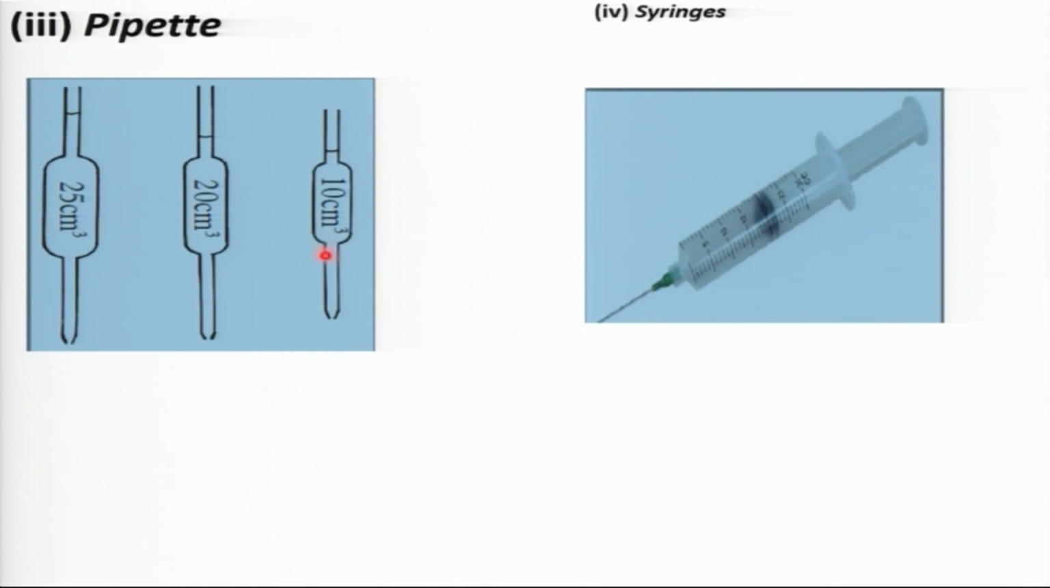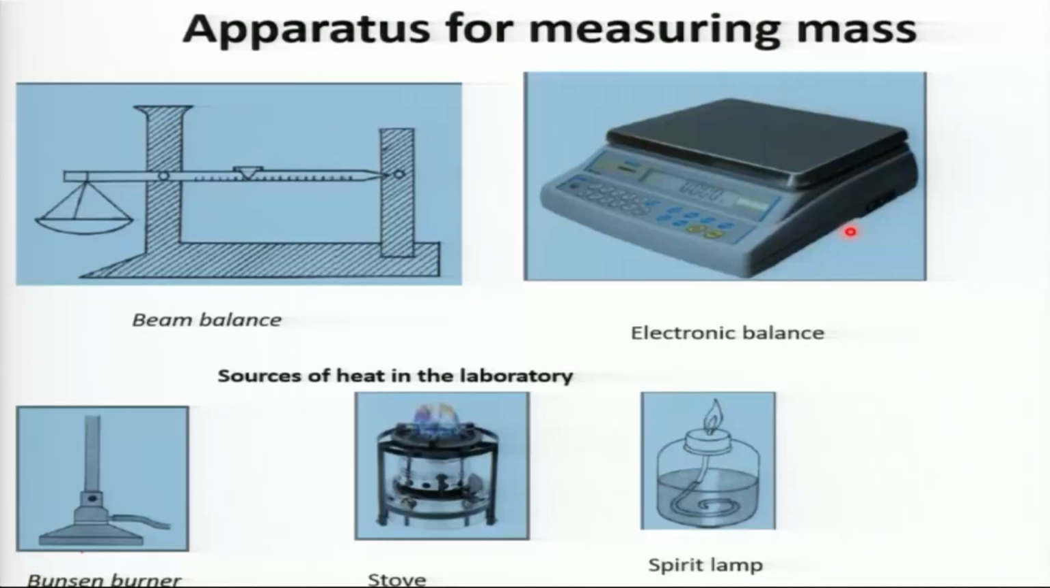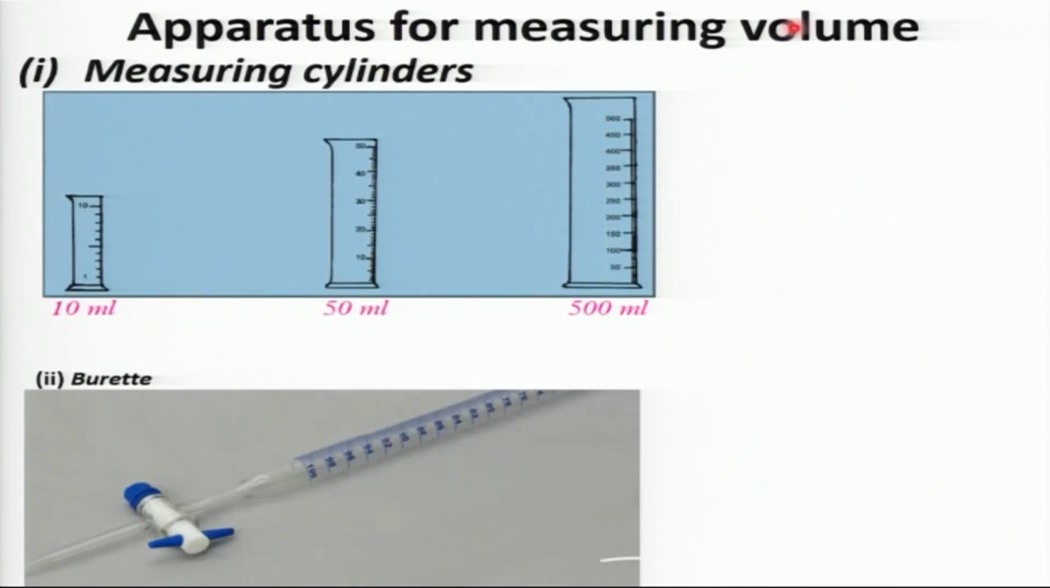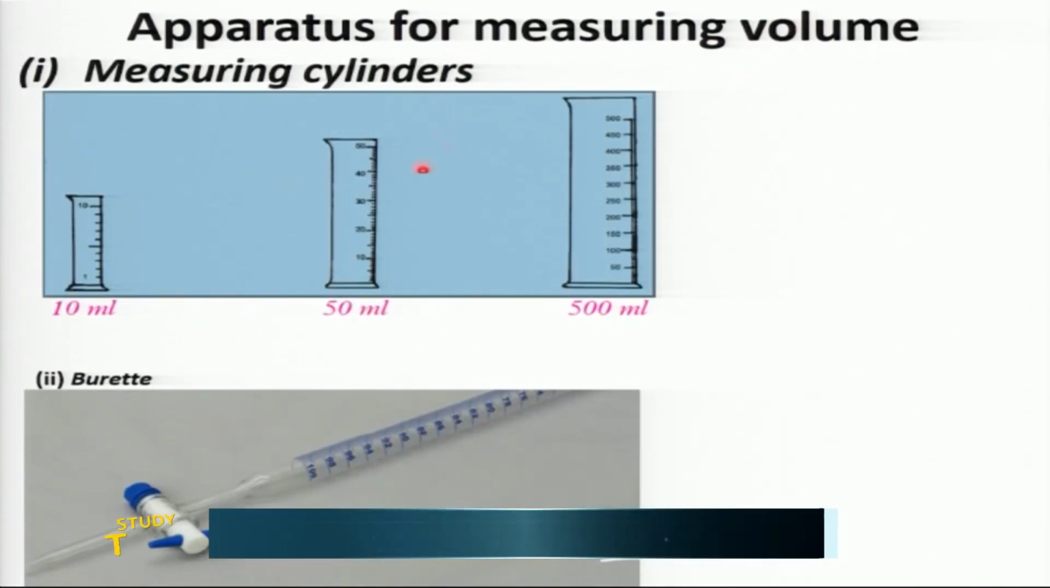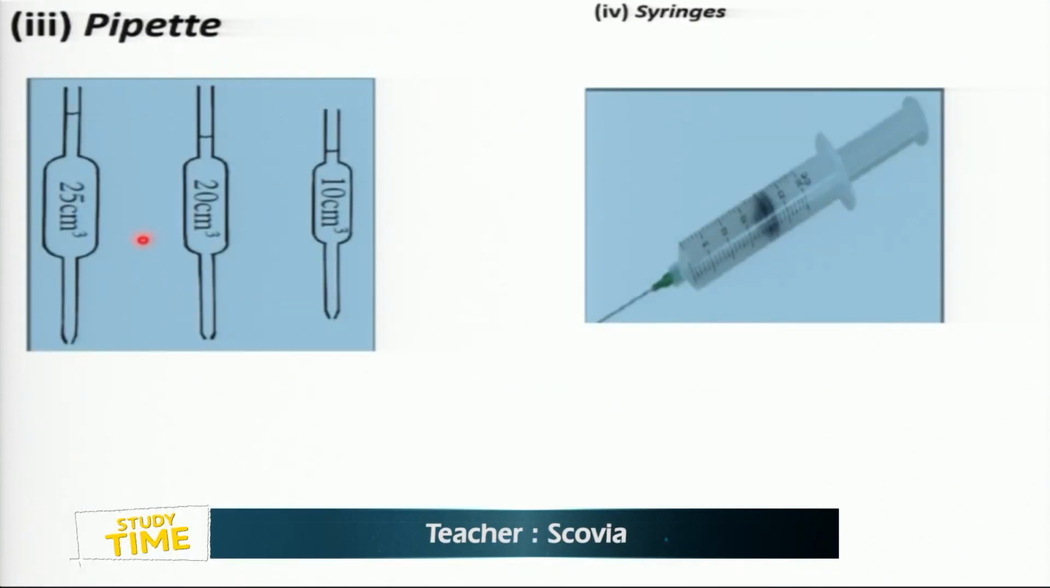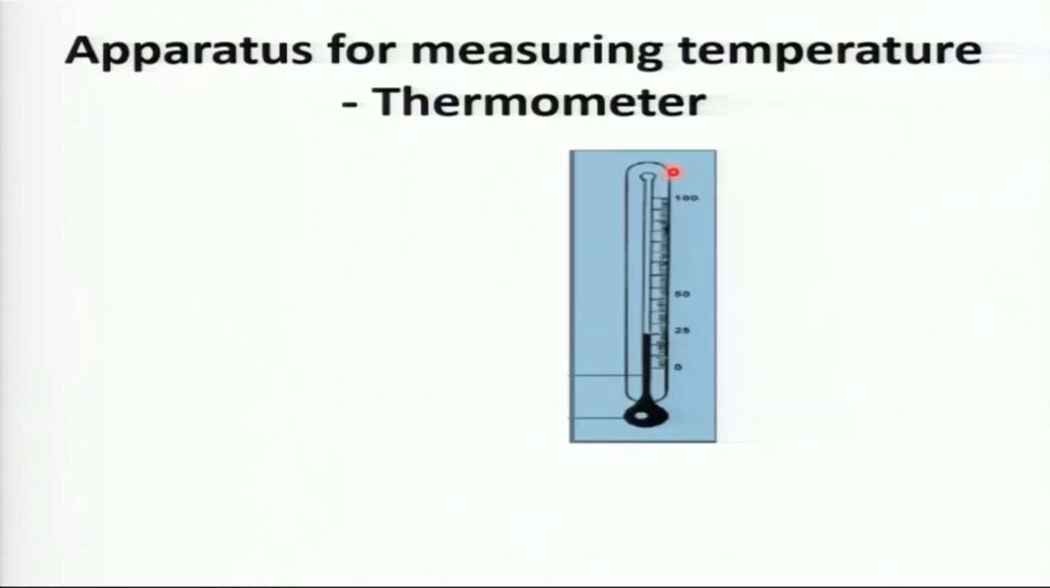All this we are looking at, they are used for measuring volumes. As the title, you see, the title is apparatus for measuring volume. One, the measuring cylinders, you have the burette, you have the pipette, you have the syringes, all right? So we also have apparatus for measuring temperature, all right?